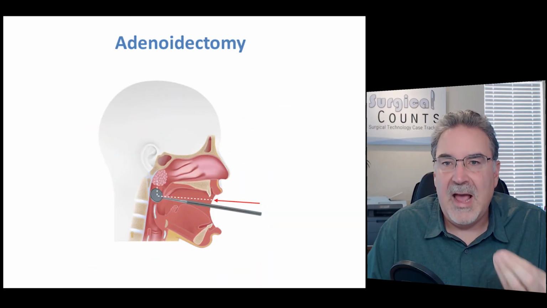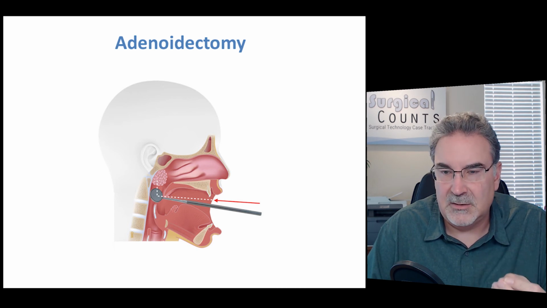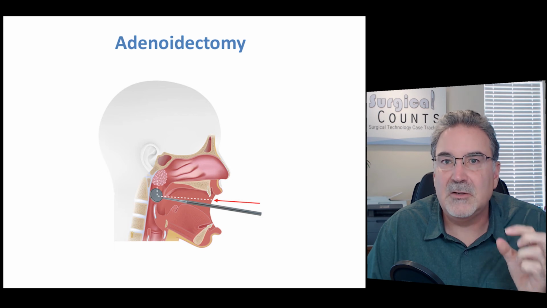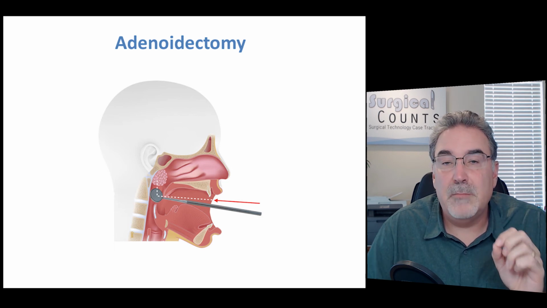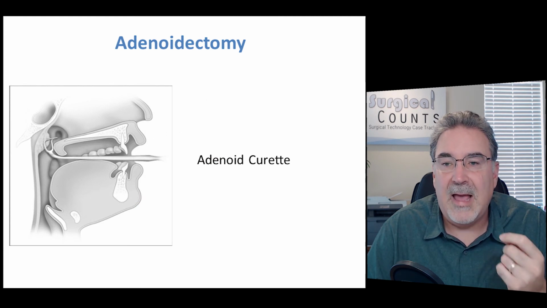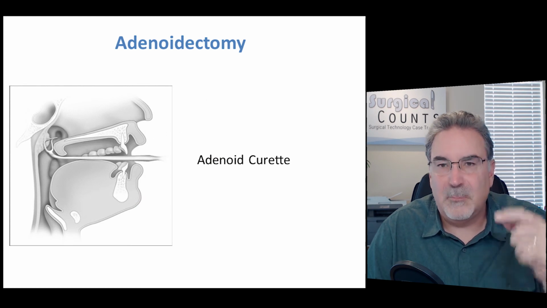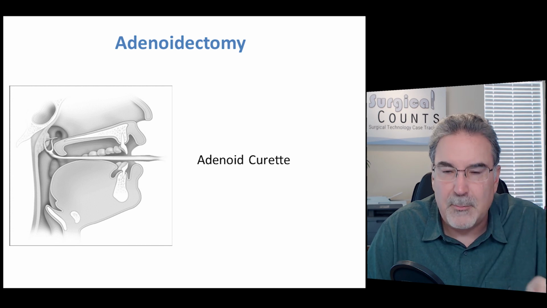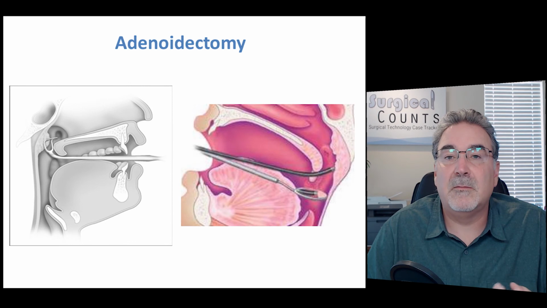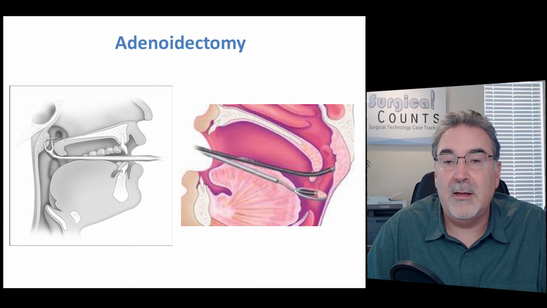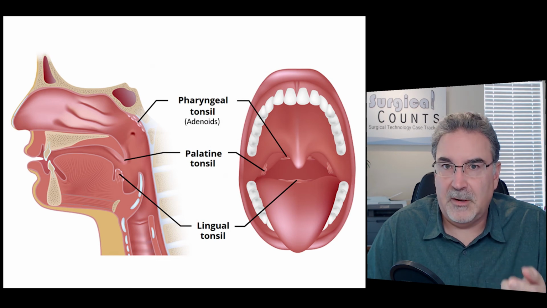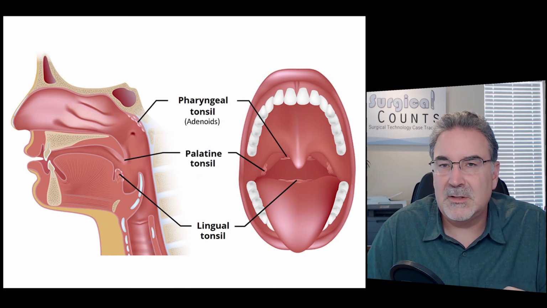If we have to remove the adenoids, the pharyngeal tonsils, which are again located at the back of the nasal cavity or the nasopharynx, we're going to use a little mirror to see what we're doing. And then we're going to use something possibly like an adenoid curette, which has a blade on the inside that's going to scrape around the back of the throat and remove that tonsil. We can also use some forms of cautery, which can burn away that tissue. Again, there are three different types of tonsils: our pharyngeal, palatine, and lingual tonsils.